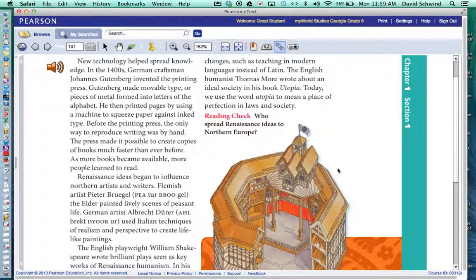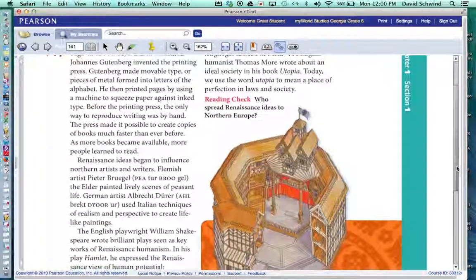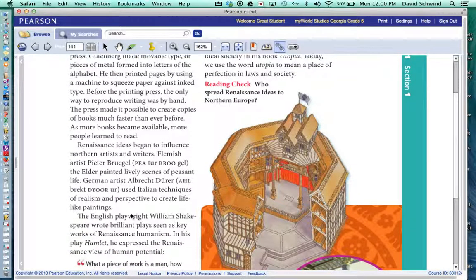The English playwright William Shakespeare wrote brilliant plays seen as key works of Renaissance humanism. In his play Hamlet, he expressed the Renaissance view of human potential.